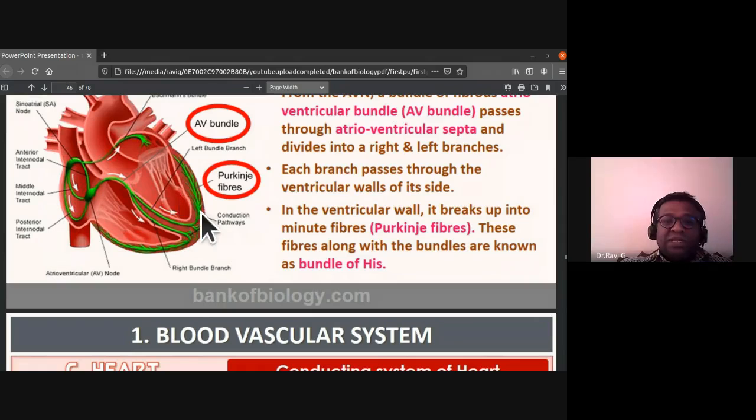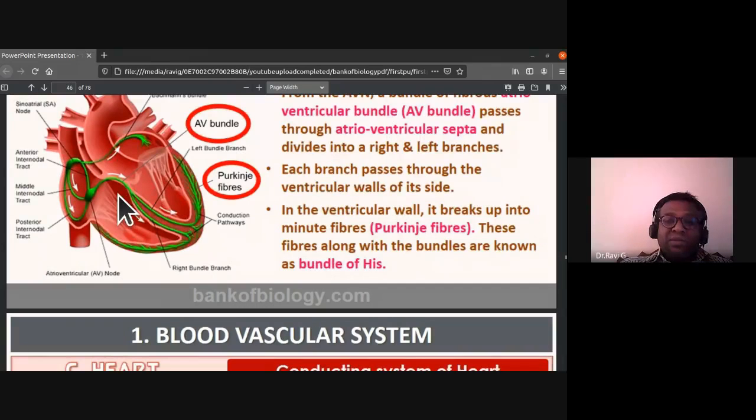In the ventricular walls they break into minute fibers, which we call Purkinje fibers. The AV bundle and Purkinje fibers, along with these bundles, are known as the bundle of His. So the bundle of His is nothing but the AV bundle plus Purkinje fibers. In the ventricular walls, the AV bundle breaks up into minute fibers, which we call Purkinje fibers.